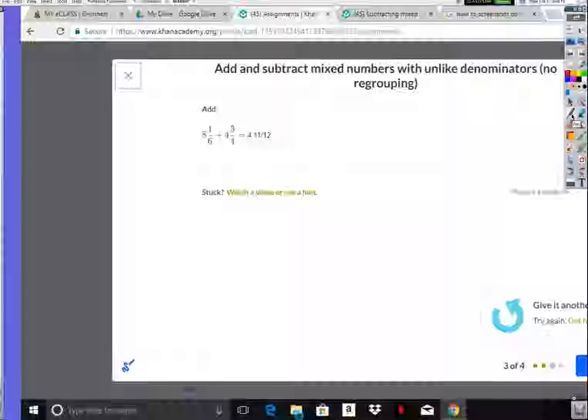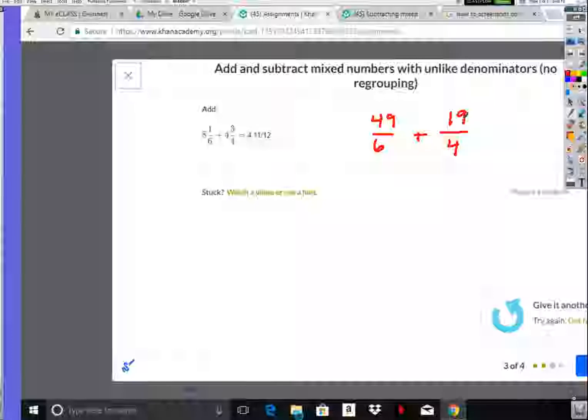So what numbers are we going to keep here? We're going to keep the denominators, which are 6 and 4. Now, I know you wouldn't have to show me any work for how you get the new numerator, but I would hope that you know that we multiply the denominator times the whole number and then add the numerator. So 8 times 6 is 48 plus 1 is 49. 4 times 4 is 16 plus 3 is 19.